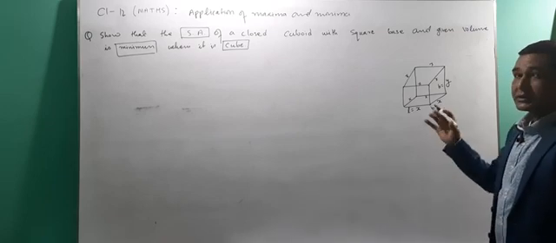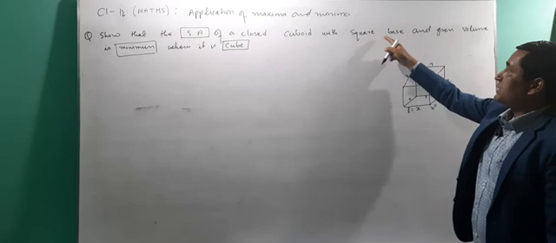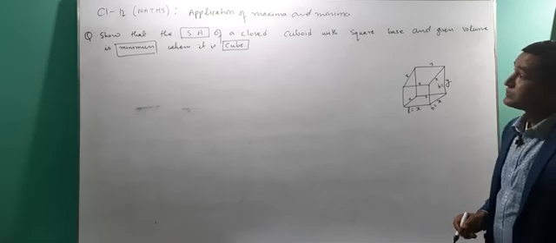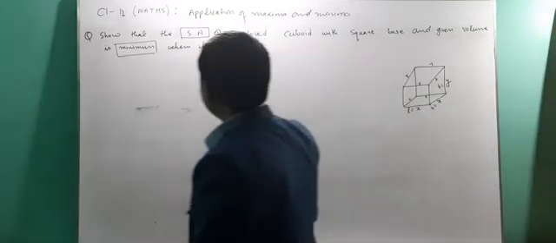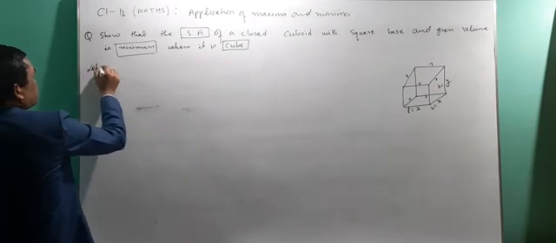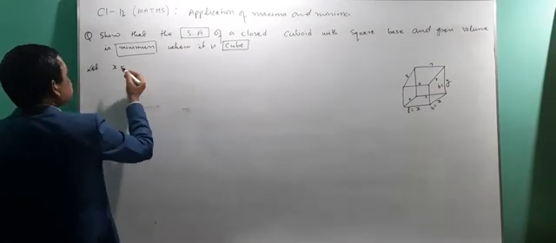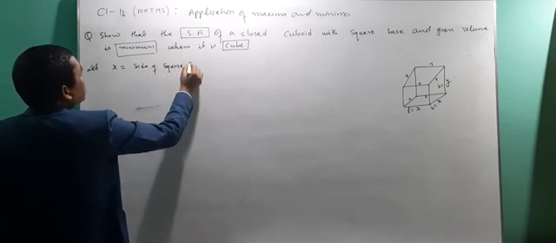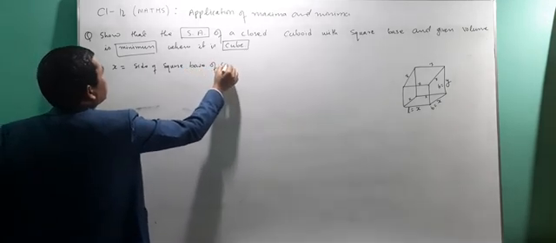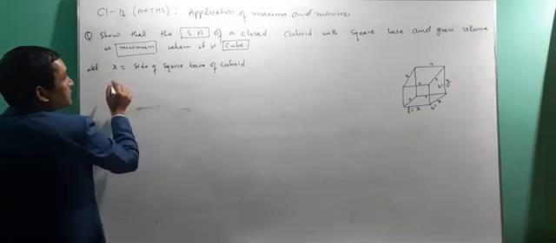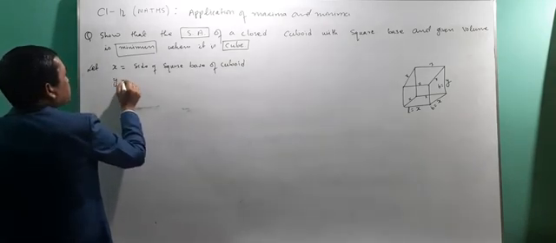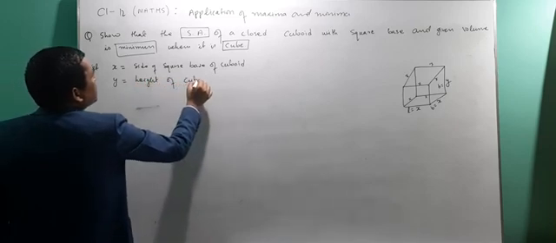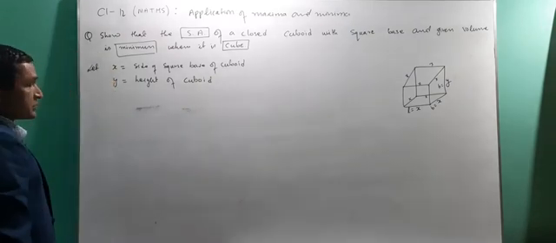First construct the figure and mark the dimensions. It is written that the base is square shaped, so all sides of this base are equal. Now let me consider x equals the side of the square base of the cuboid, and y equals the height of the cuboid. Okay, and this is closed.